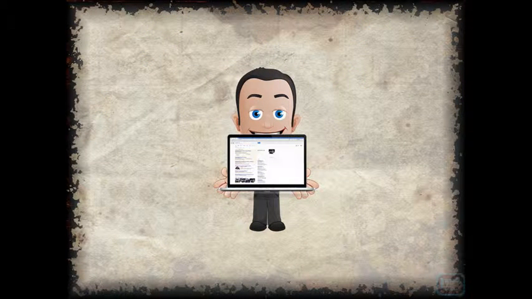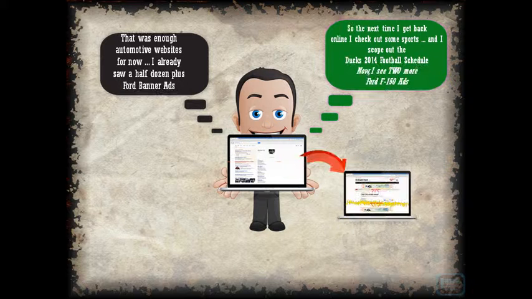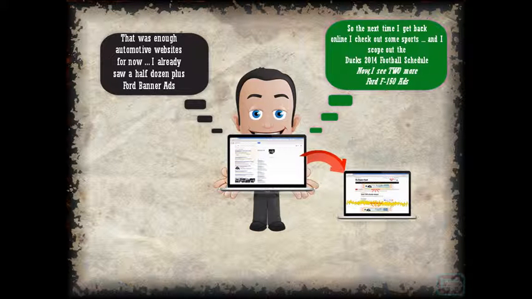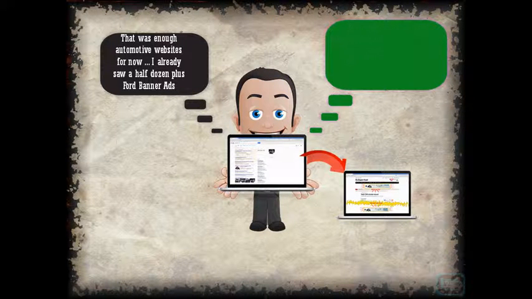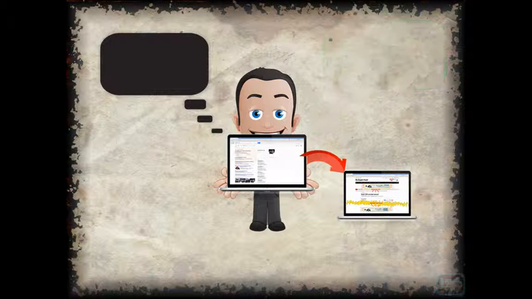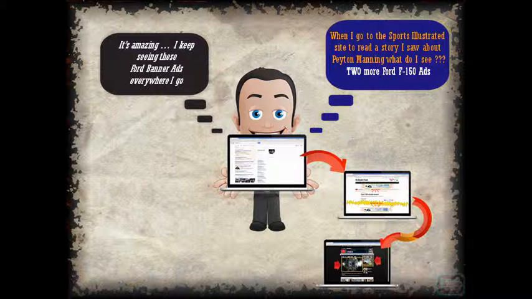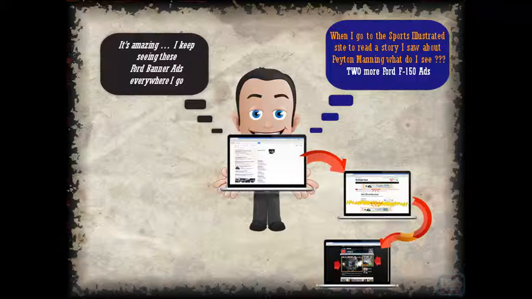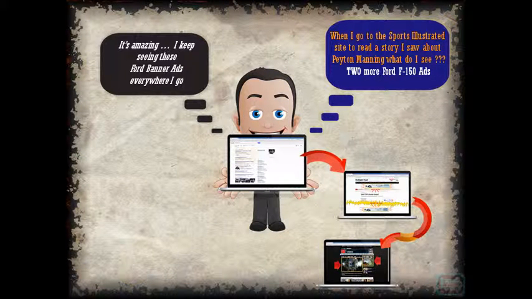But after seeing a half dozen or more Ford banner ads and looking at multiple auto-related websites, Tony is done with research for today. Later that day, he gets back online to check out a story on the Eugene Register Guard's news website about the Oregon Ducks 2014 football schedule. And as you guessed, he sees a couple more Ford F-150 banner ads. Consuming more sports online, Tony heads over to the Sports Illustrated site to read a story about Peyton Manning, the QB for one of his favorite NFL teams. He sees a couple more Ford F-150 ads.